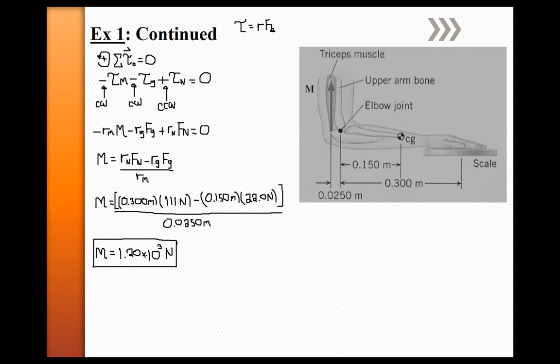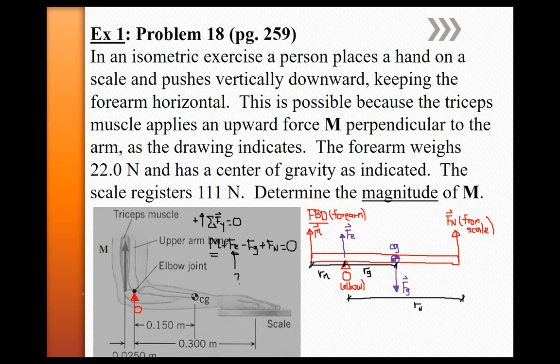Now, what if I said, and I'm not going to do it, but what if I said, okay, now calculate the elbow force? So what's Fe equal to? How would you do that now? Well, now you could use your equation of motion. If you go back to your equation of motion, sigma Fy equals 0, well, you now know what M is, you know what Fg is, you know what Fn is, so now you could go ahead and calculate the elbow force.